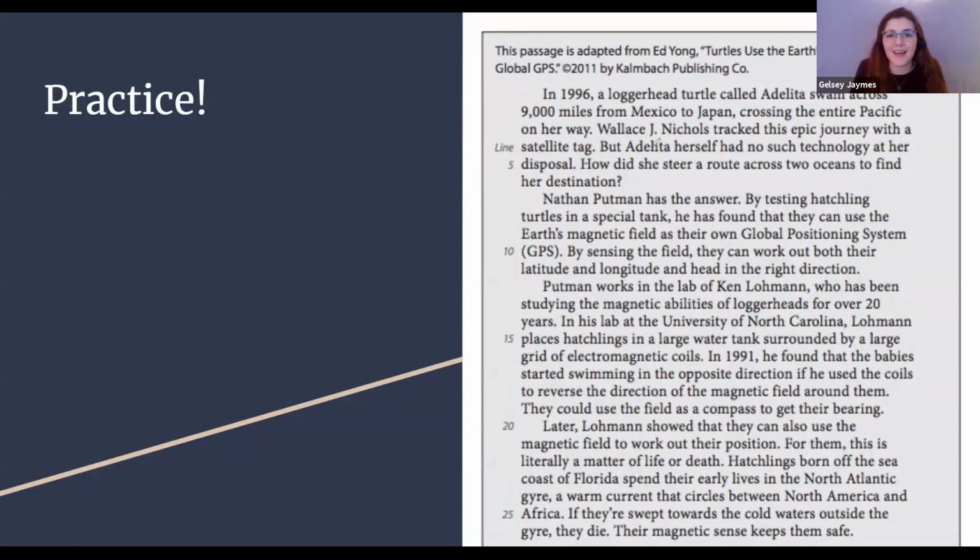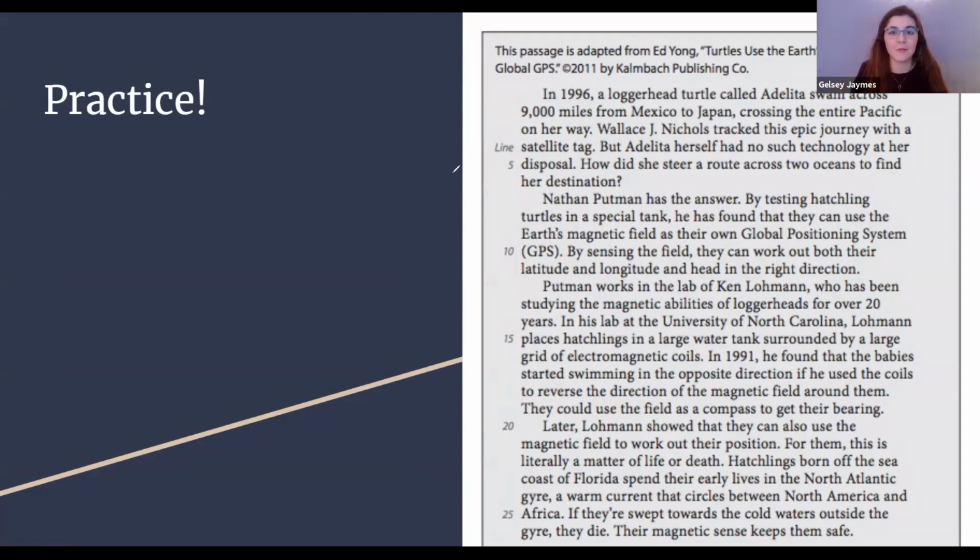So let's start with the passage. In 1996, a loggerhead turtle called Adelita swam across 9,000 miles from Mexico to Japan, crossing the entire Pacific on her way. Wallace J. Nichols tracked this epic journey with a satellite tag. But Adelita herself had no such technology at her disposal. How did she steer a route across 2 oceans to find her destination? So that was the first paragraph.